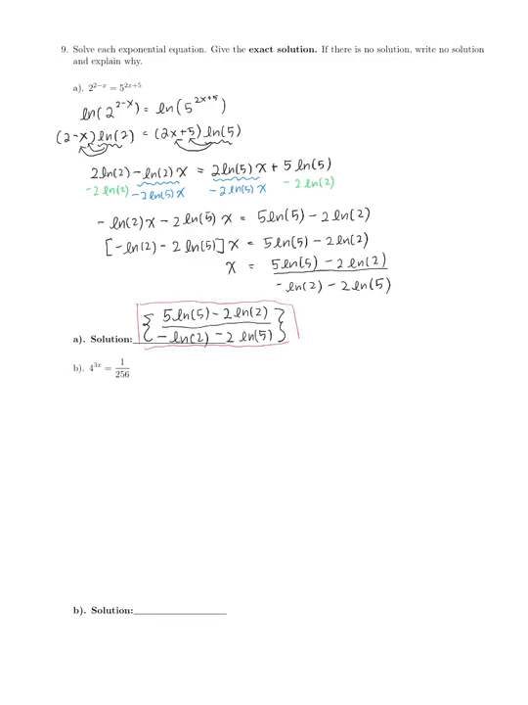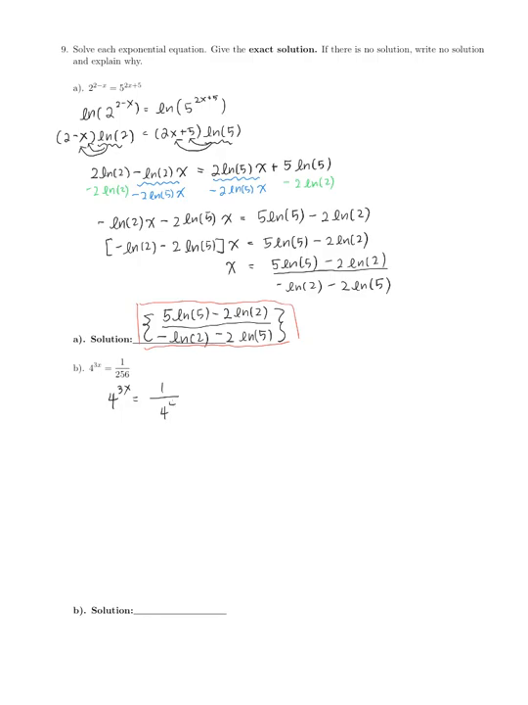Okay, that was part A. Now let's go to part B. 4 to the 3x equals 1 over 256. Okay, so in this case, I believe that I can write 256 by using base 4. So let me just take this step by step. So this is same thing as what? 4 to the 3x equals 1 over 4 to the, what power?